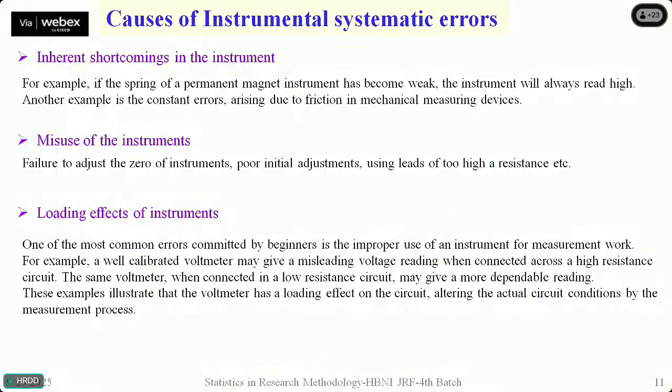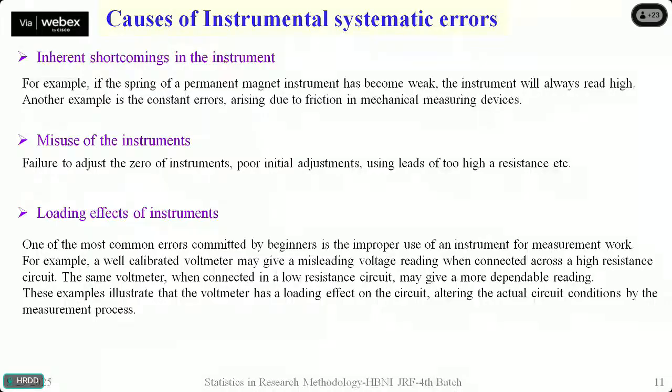And instrumental parameters also matter. Some instruments are to be used in particular conditions. If you use a voltmeter in a high resistance circuit, you will always see a loading effect. So accordingly, check whether your equipment is ready for the conditions, whether the instrument is rugged enough to use in the condition, and if you are measuring the pH of a solution, whether the pH electrode is properly dipped in the solution, whether the electrode is filled with the saturated calomel solution, whether the salt bridge is there. All these things you have to check prior to starting your actual experiment.